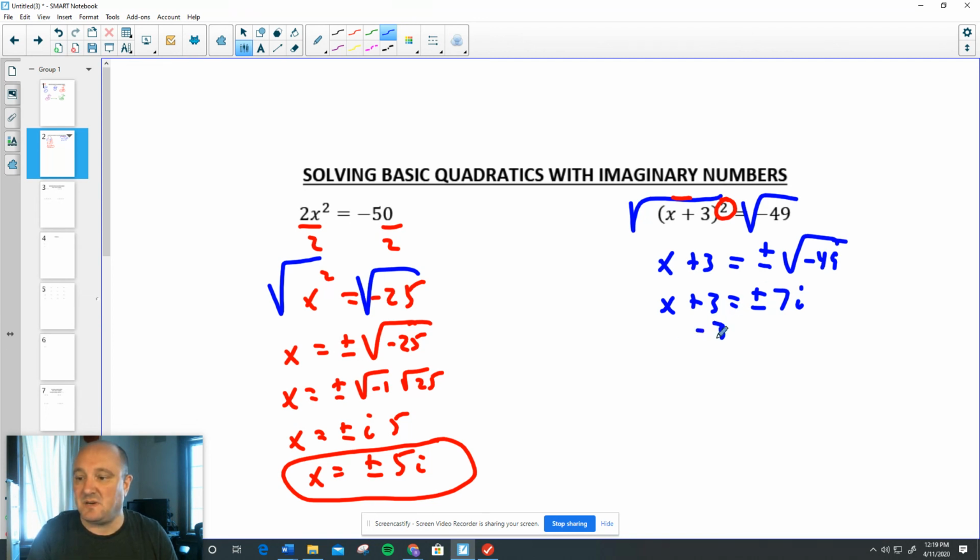At this stage, I'm going to subtract 3 from each side. Over here, that cancels out. Now, I've got a real number and an imaginary number. Now, just like if i was a variable, these two things do not combine. These don't combine to give me 4i or 10i or anything like that. Instead, they don't combine.